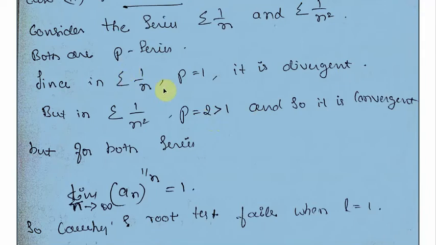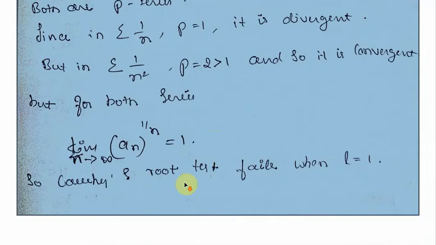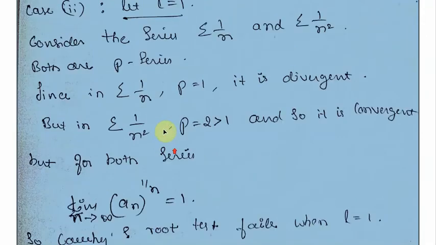One series, that is sigma 1 by n, is divergent and this series is convergent. But for both the cases, limit an all to the power 1 by n as n goes to infinity is 1. So Cauchy's root test fails to give any information when L is equal to 1. This is the proof of the theorem.